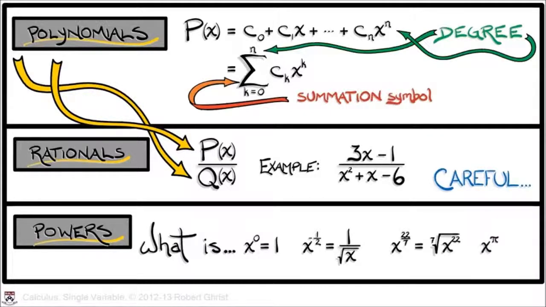Lastly, what is x to the pi? Well, we're not going to answer that quite yet, but you may have a guess, especially considering the fact that there are rational numbers that are very close to the irrational number pi.